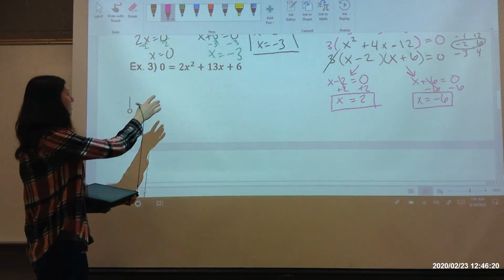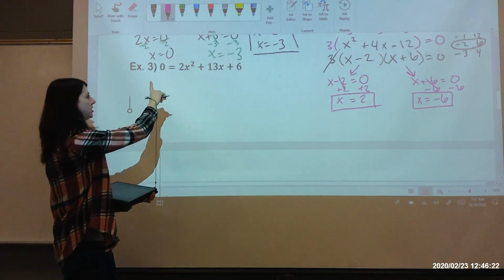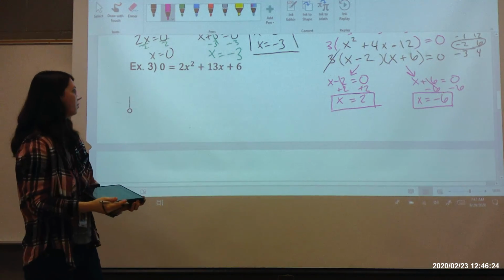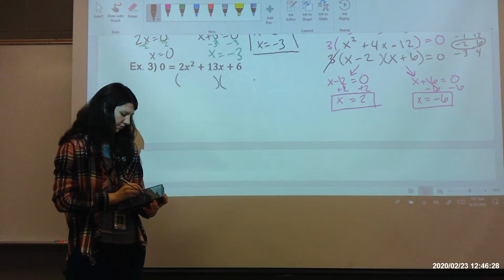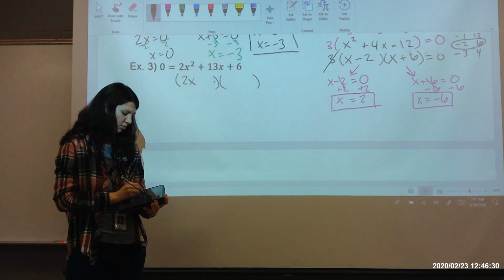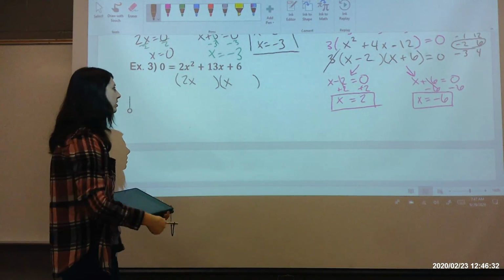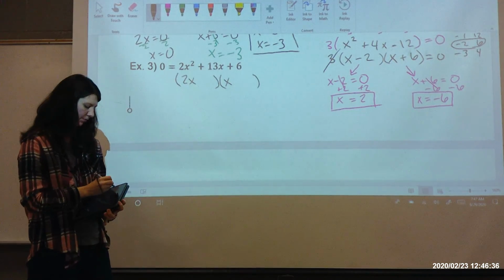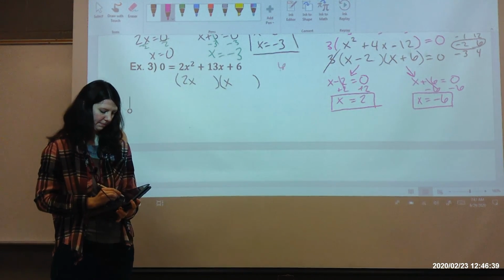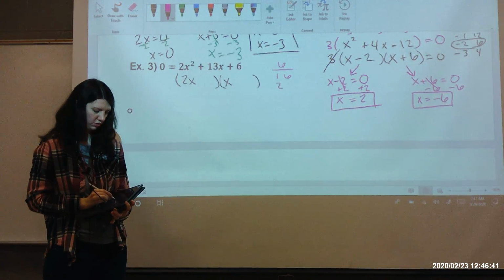Okay, are we equal to 0? Yes. Do we have a GCF? No. So we are going to go straight into the factoring. I'm going to set up my parentheses here. And this is going to split up as 2x and x. Don't forget about this type of factoring when you have that extra number there. I still need to multiply to be 6. 1 and 6, 2 and 3.